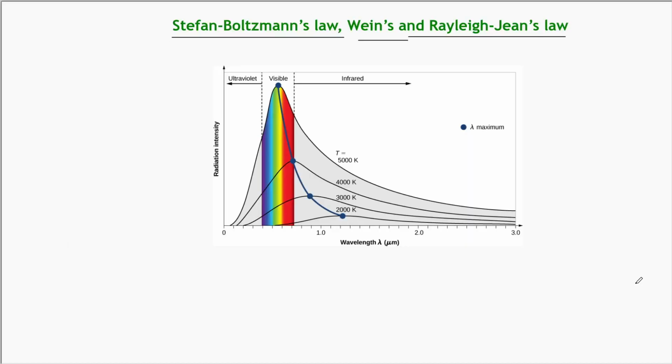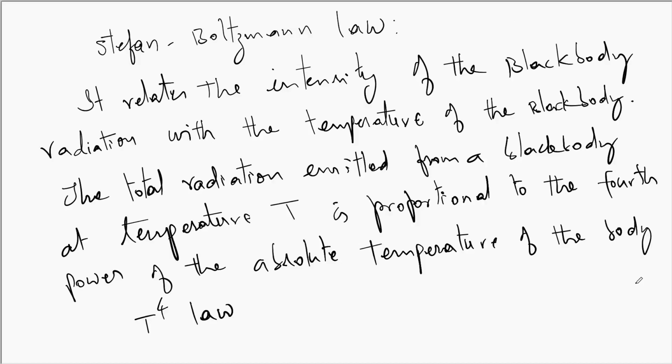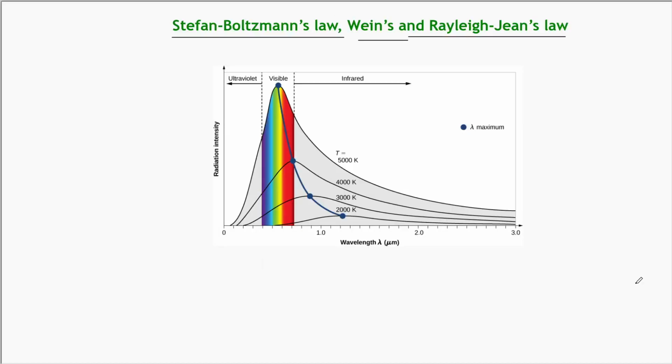In this video, we have started by stating that the Stefan Boltzmann's law, Wien's law, and the Rayleigh-Jeans law are empirical in nature. We have given the statement for the Stefan Boltzmann's law. We have said the Stefan Boltzmann's law relates the intensity of radiation with the temperature of the black body, and Wien's law relates the lambda maximum with the temperature of the black body, and the Rayleigh-Jeans law provides a theoretical model using which they have tried to explain the black body radiation.